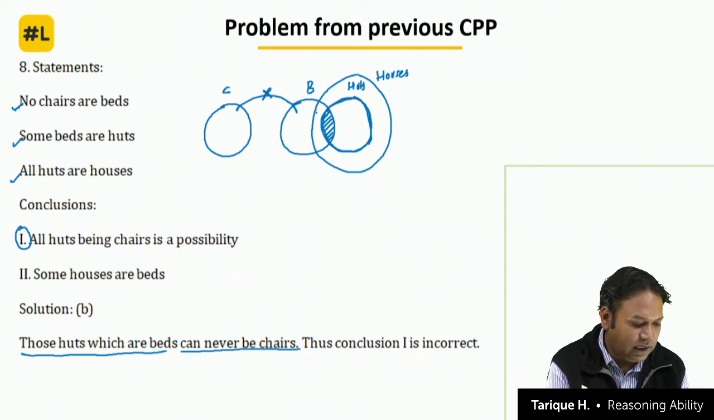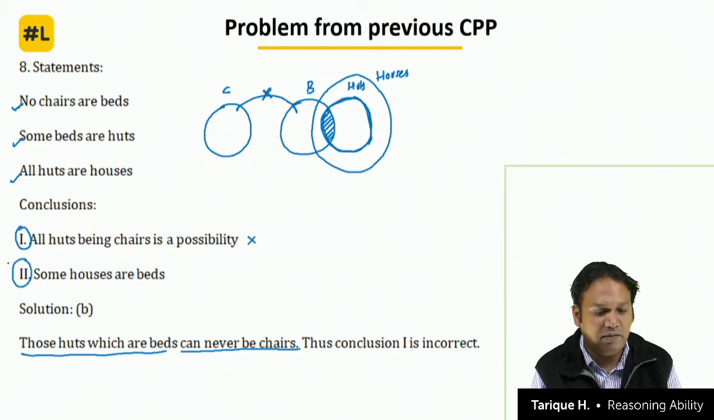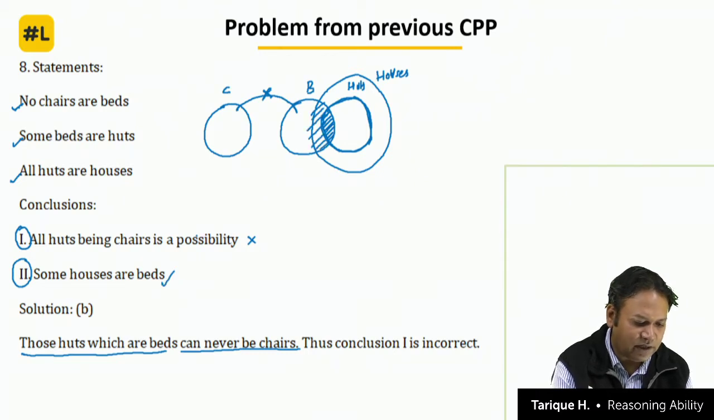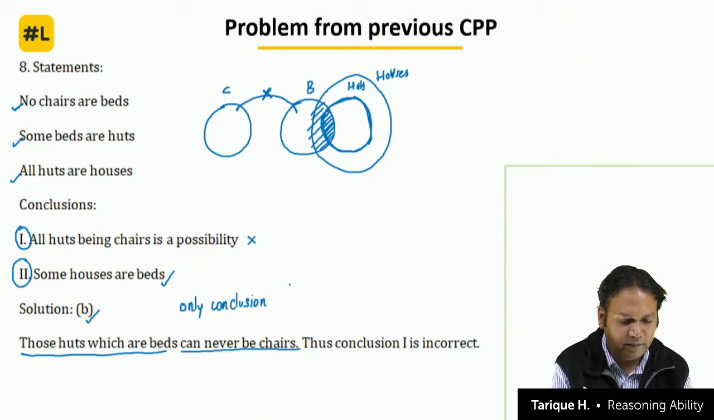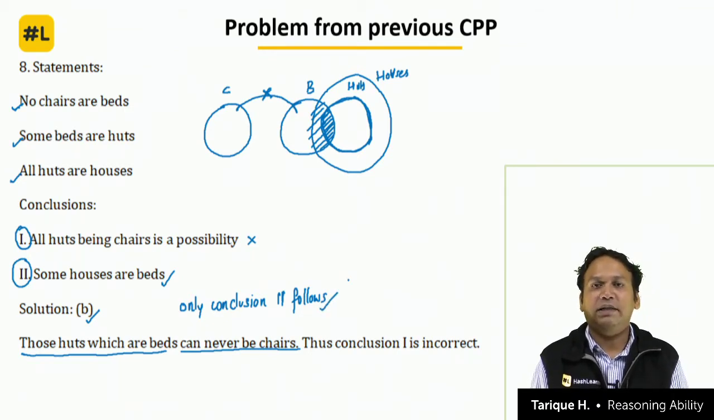Okay. Now look at the second conclusion. So the first conclusion is not right. The second conclusion: some houses are beds. Now look at this circle for houses. Clearly the circle for houses overlaps with the circle for beds, right? So yes, the second conclusion is right. That is why the solution is B. Only conclusion 2 follows logically. So that is the answer for this question from the previous class practice packs.